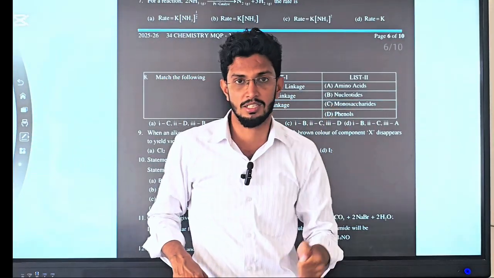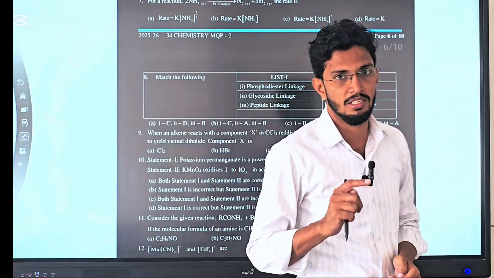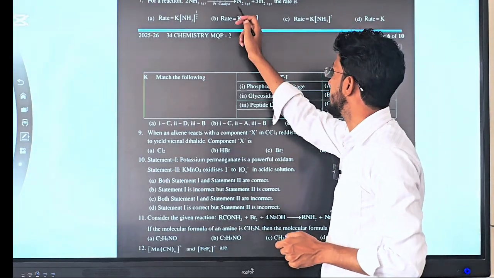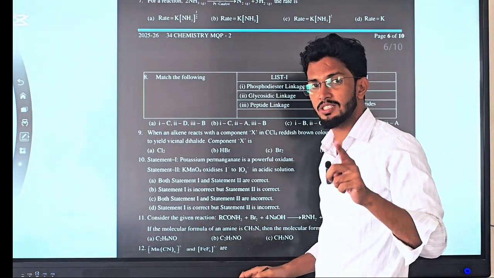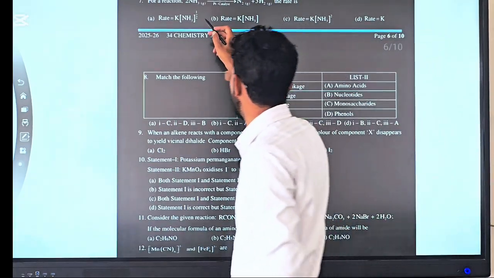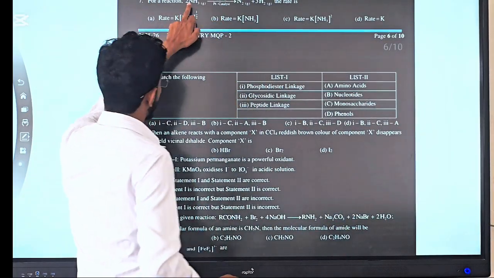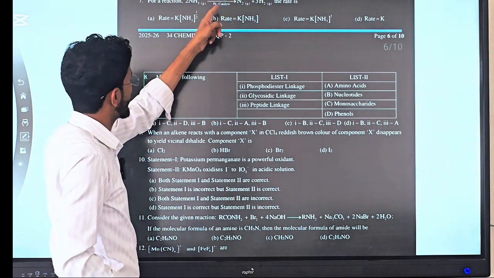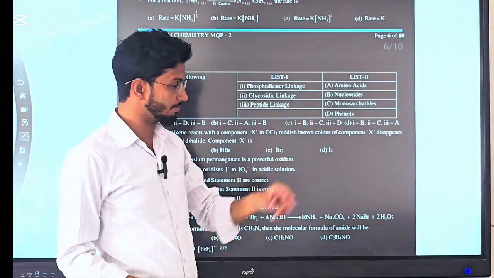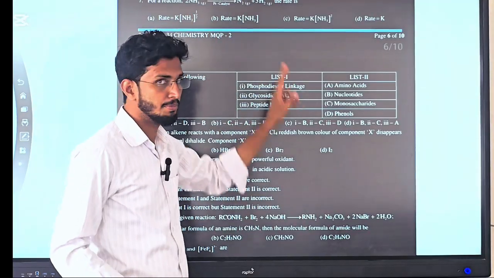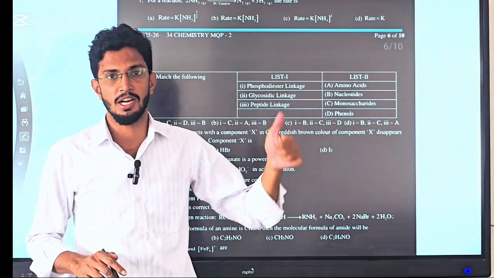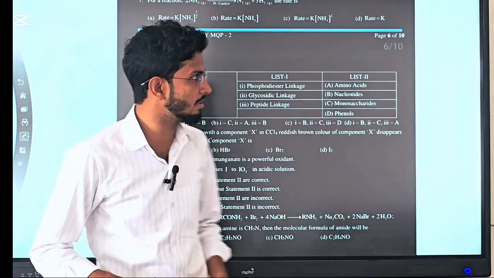If you see the NCERT, one of the sentences mentions that heterogeneous reactions most of the time follow zero order kinetics. This is a heterogeneous reaction. Why? Because the reactant and product are in gaseous form, but the catalyst is in solid form. They are in different phases. That's why it is a heterogeneous mixture, and a heterogeneous mixture follows zero order kinetics.